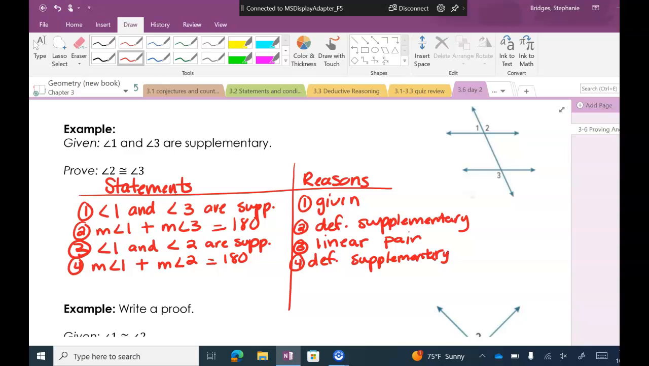180. So could I say then that the measure of angle 1 plus the measure of angle 3 is equal to the measure of angle 1 plus the measure of angle 2? And what reason? If they're both equal to 180, I just did what? I substituted. You could also call that the transitive, but we can call it substitution.